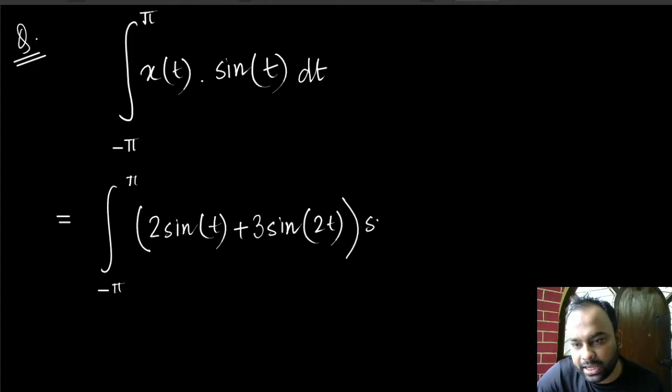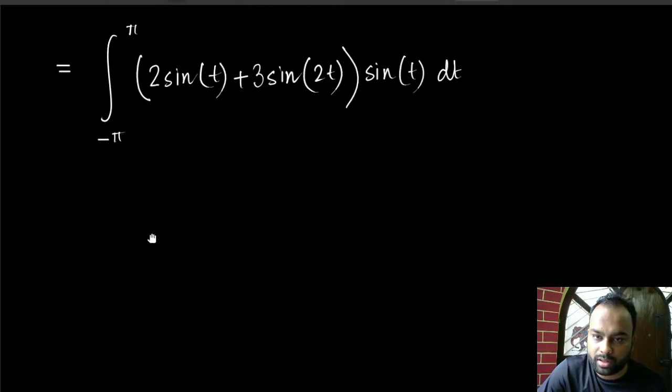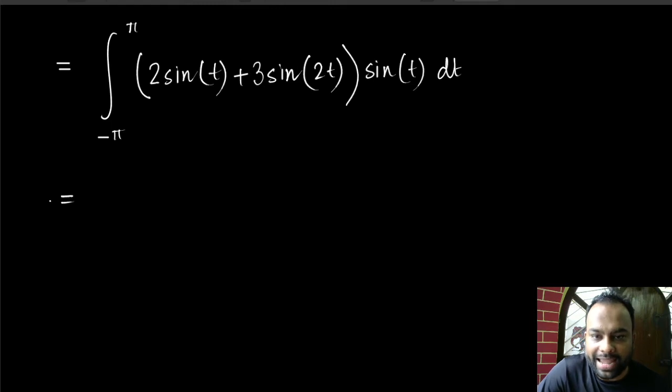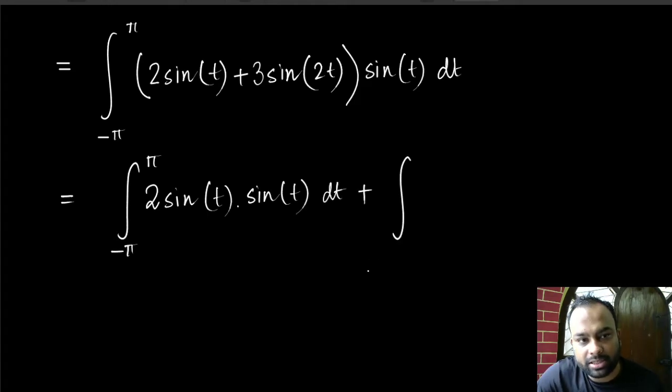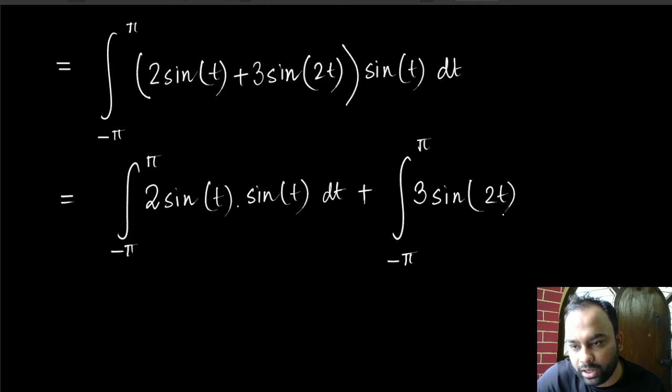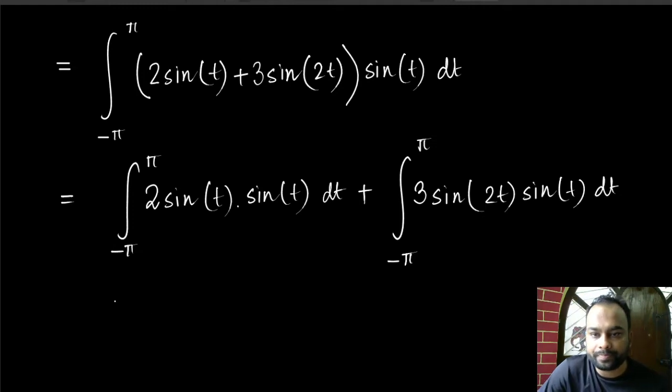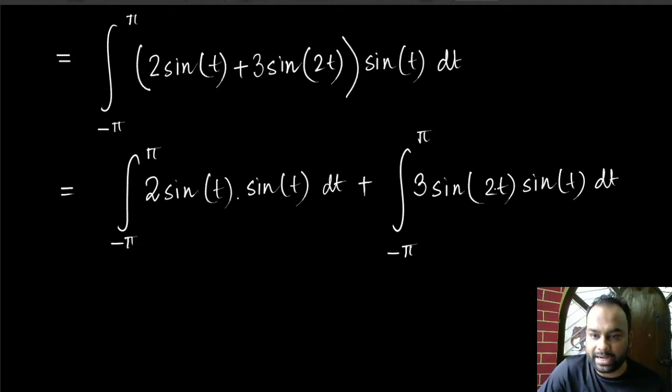Yes, you people are partially correct, not entirely. We have this, right? So with that said, can I split this into two parts? Yes, of course. So that would be 2 sine t into sine t dt, plus 3 sine 2t into sine t dt. So is this line correct?